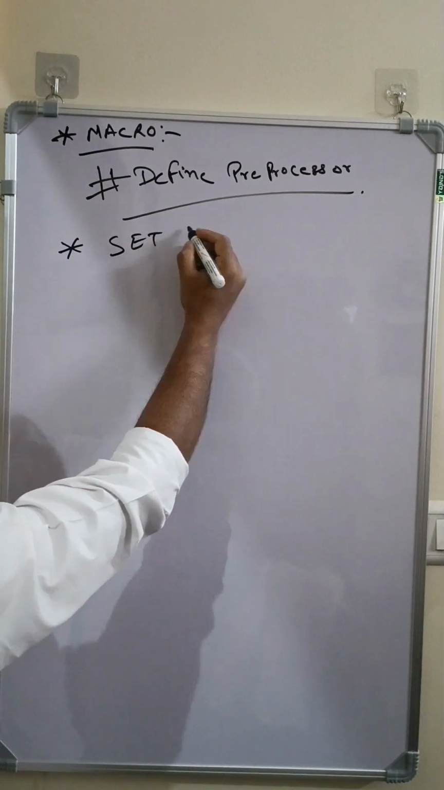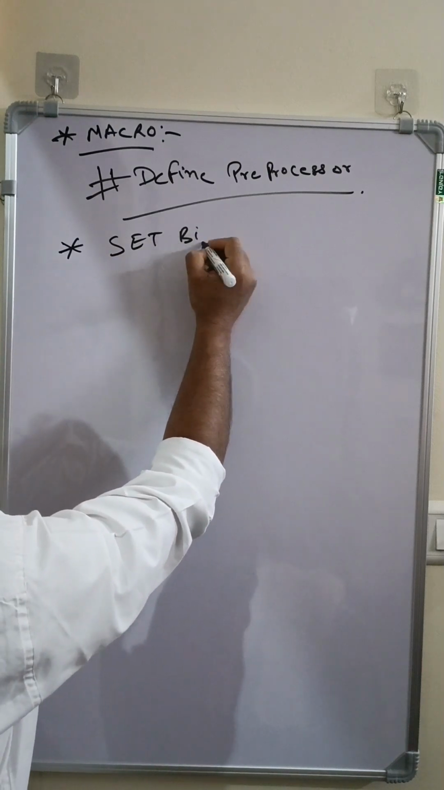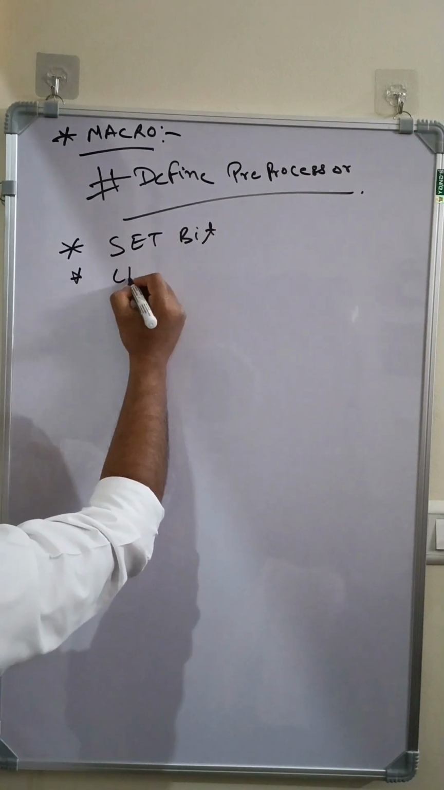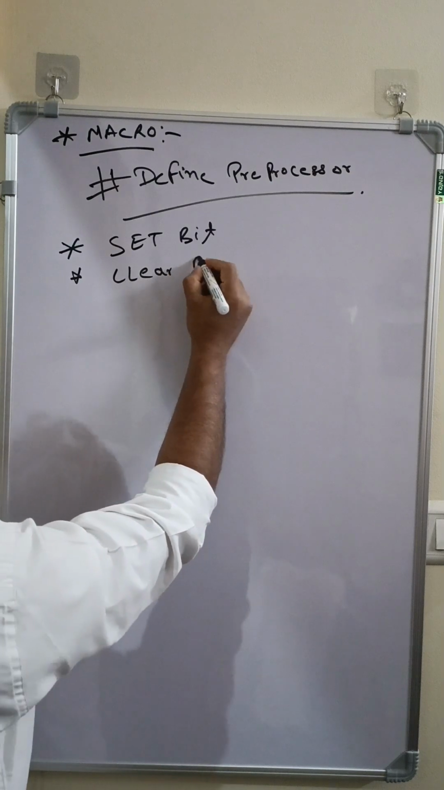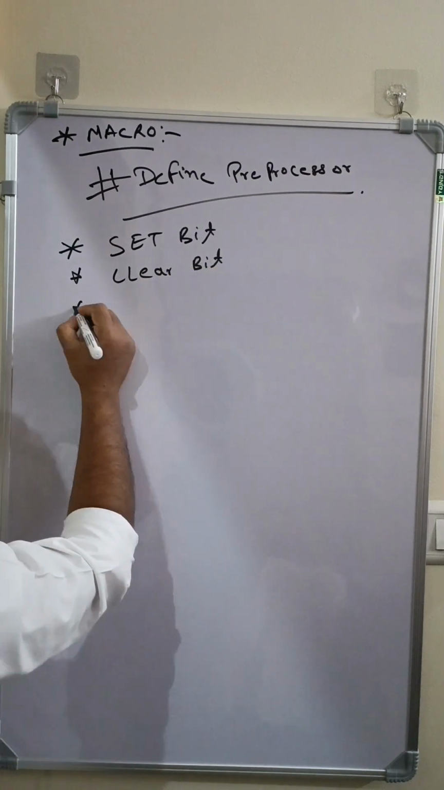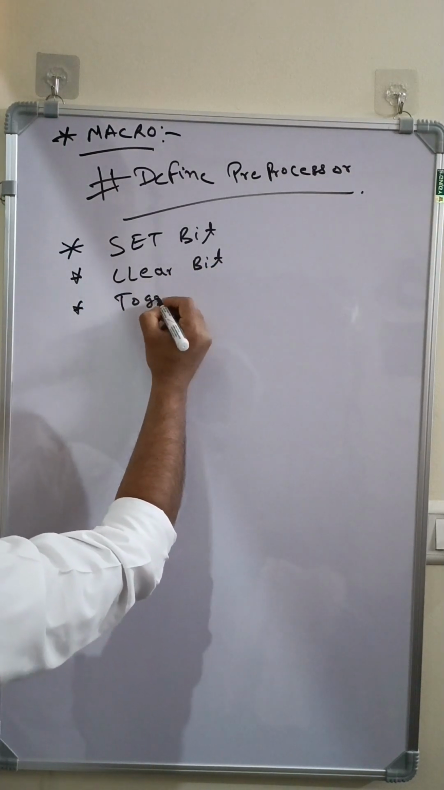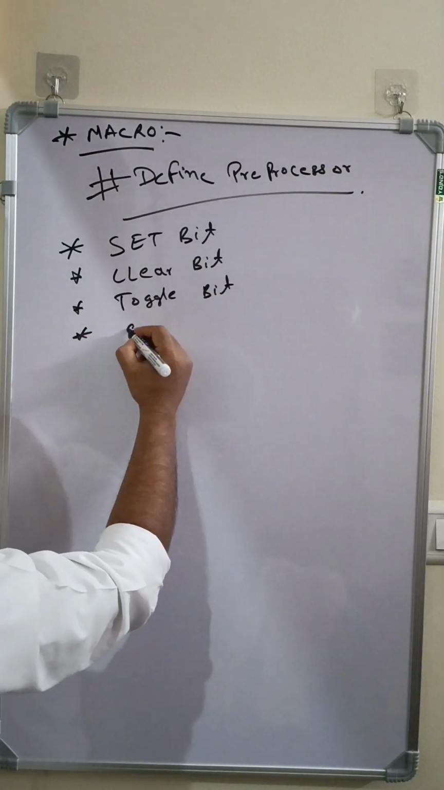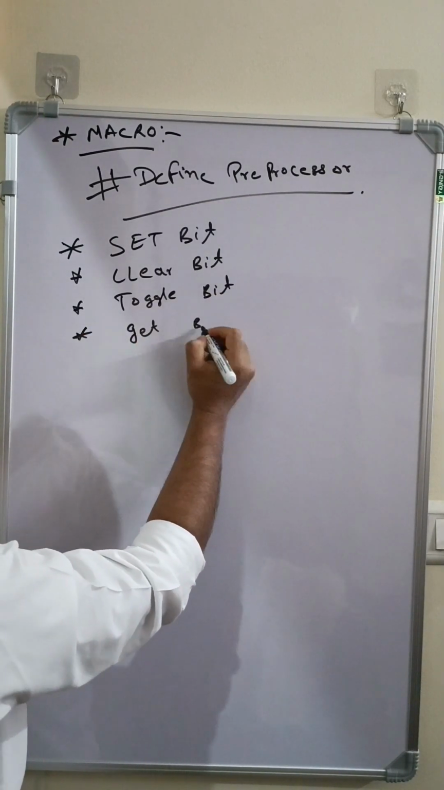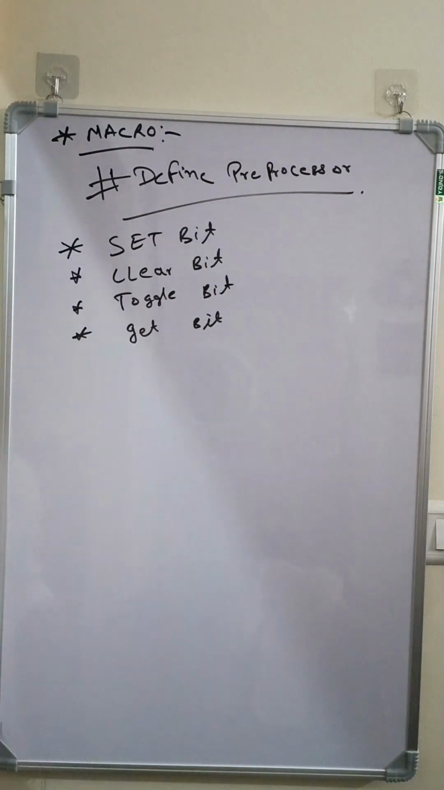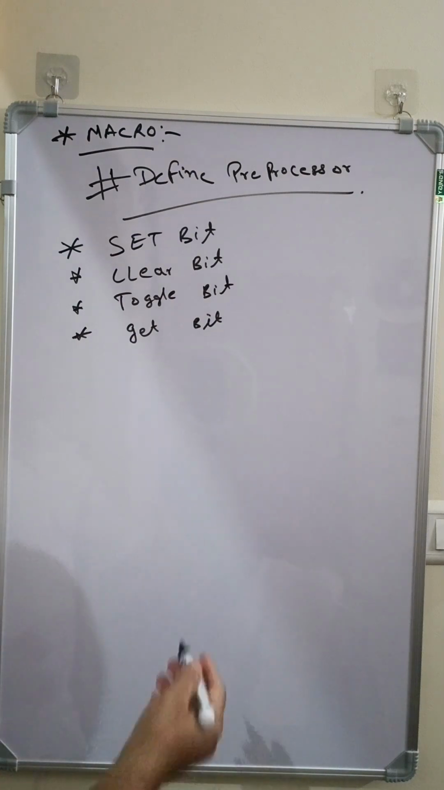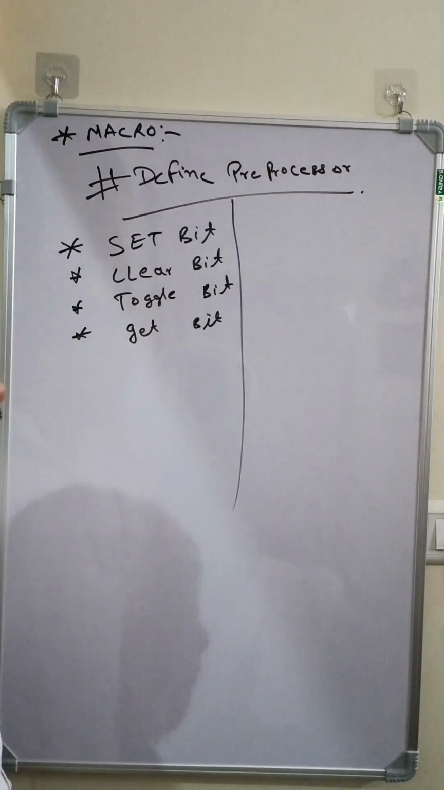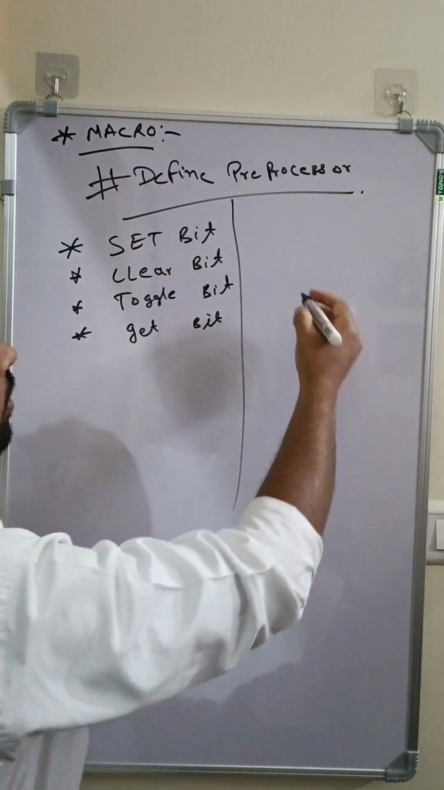Set bit, clear bit, toggle bit, and one more is get bit. Okay, so these are the types of macro we can set, where we are going to set the bit, clear the bit, toggle the bit, and get the bit. Okay, before that, I will explain how it will work.